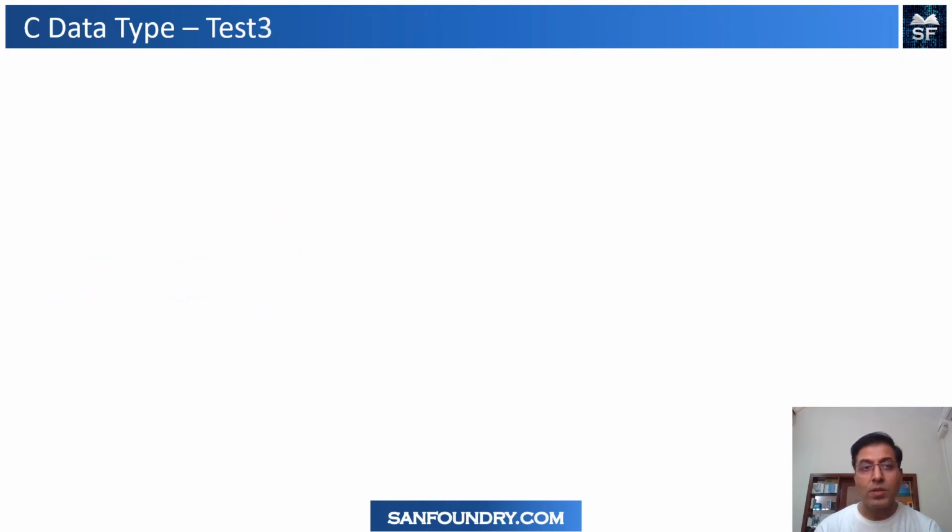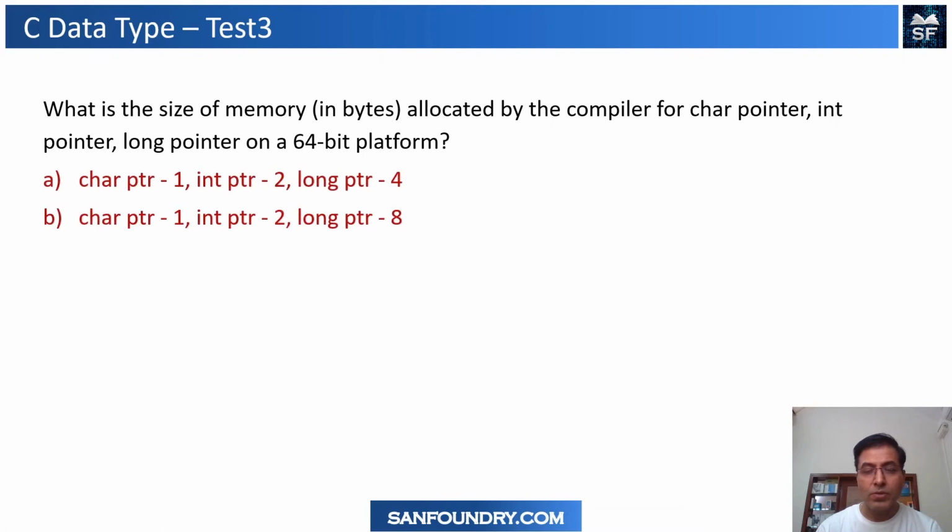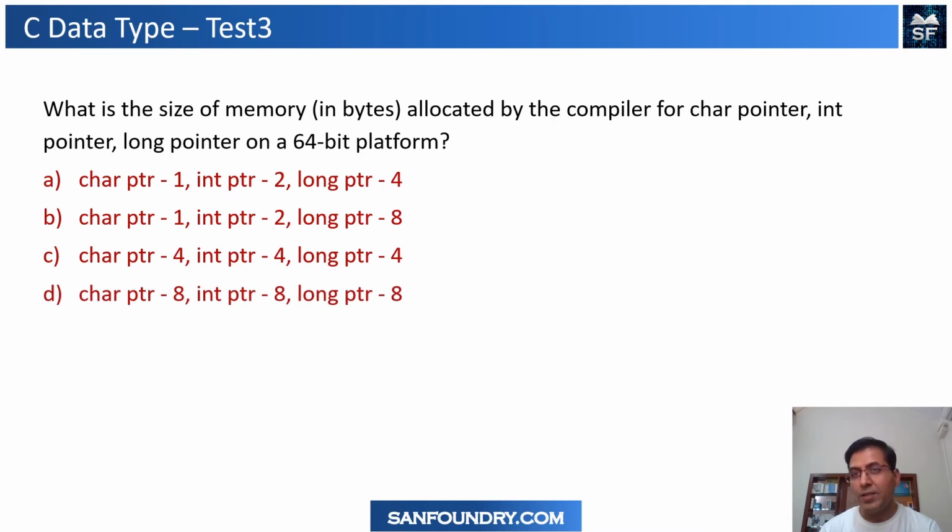Let's move on to the third one. What is the size of memory in bytes allocated by the compiler for character pointer, integer pointer, and long pointer on a 64-bit platform? So we are changing the platform now. We have four choices: A, B, C, and D. And the answer is D in this case. Some of you might already know this. In case you don't, I will cover it later.